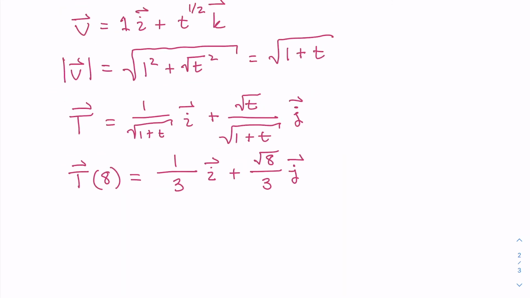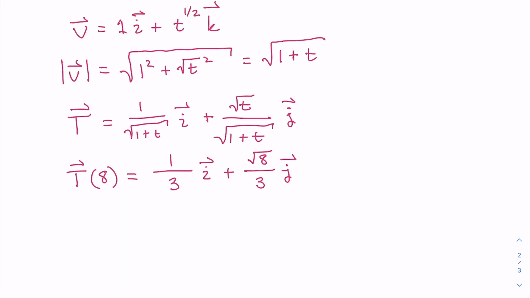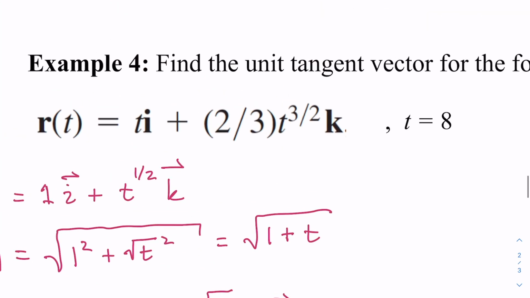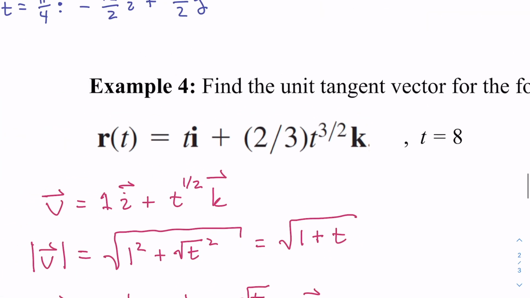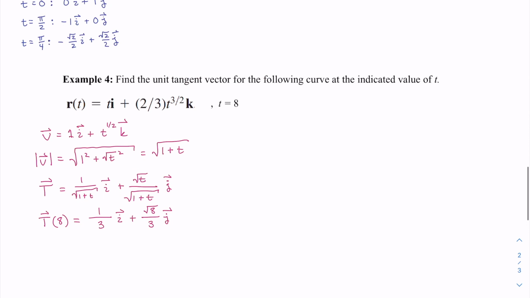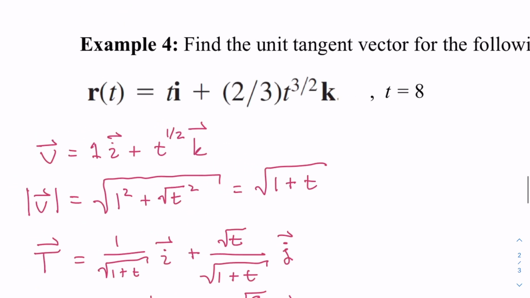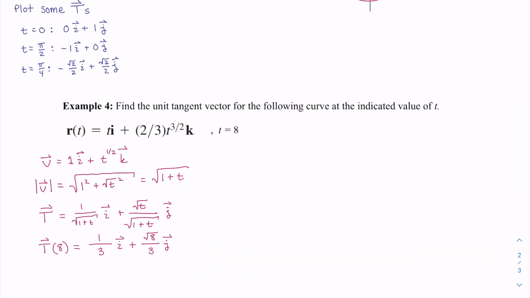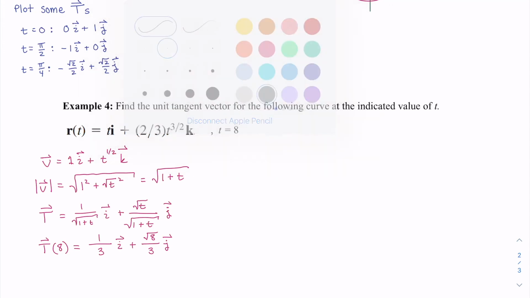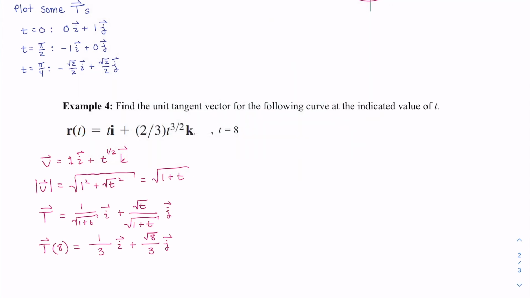So that is the vector 1/3 i plus square root of 8 over 3 j that is of length 1 and tangent to this curve at the point where t equals 8. Now, I mentioned that this function is not one that you would have to know what it looks like or how to graph it, but something interesting to note, just to build up your capacity to recognize what these functions look like, is that there's only an i and a k component. So we know that this function has to live in a plane, and it's the xz plane.